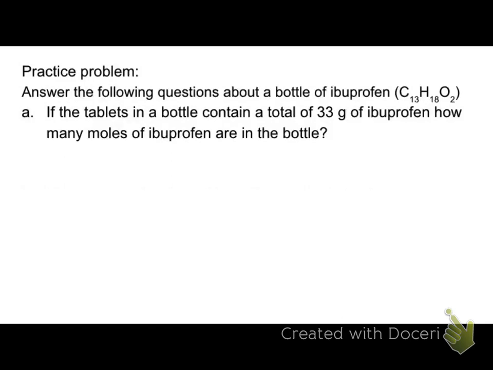Let's start with number 1, or letter A, I should say. So, we need molar mass in order to solve this question. We can calculate our molar mass by taking the molar masses of each atom, multiplying by the number of each atom, and then adding it up. So molar mass of carbon is, anybody know? 12.01 grams per mole times 13, because that's how many of them there are, and that comes out to what, roughly? Anybody who did the math?